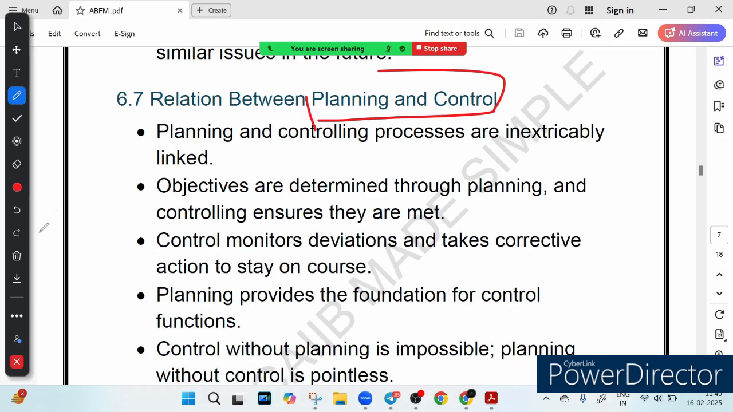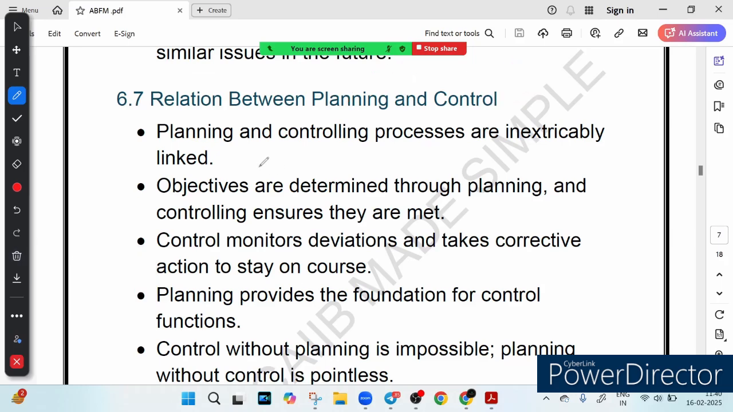So you can think of planning as the map, and control as the GPS, right? Think of planning as a map and control as a GPS. You plan your journey, but without control you might take wrong turns, obviously. So how do they work together?